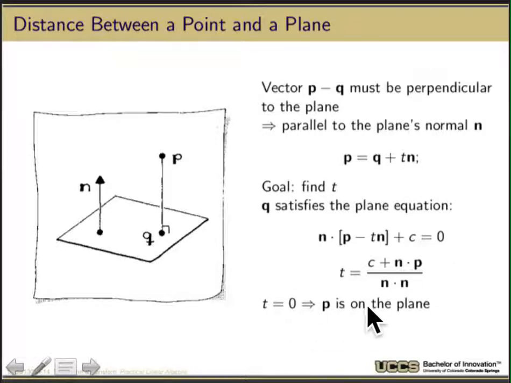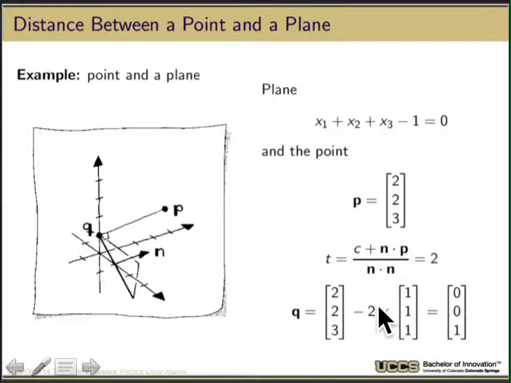And if T equals 0, you're on the plane. If T is positive, you're above the plane. If it's negative, you're on the other side of the plane with respect to the normal. So just to put that in a numeric example, imagine we have the plane x1 plus x2 plus x3 minus 1 equals 0, sort of over here graphically. This is a plane along that diagonal in space. And then we have the point 2, 2, 3, and we want to ask, how far are we from the plane? You stick that into our formula, and you'll get that t equals 2. So we're 2 units away from the plane. And then with t equals 2, I can go back and compute the actual Q. The closest point on the plane is 0, 0, 1.